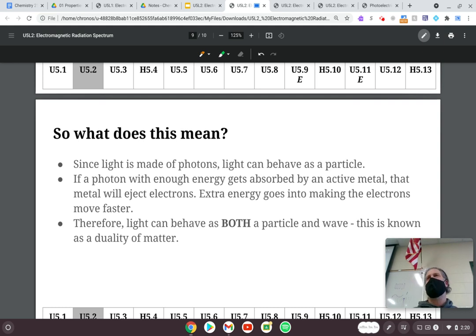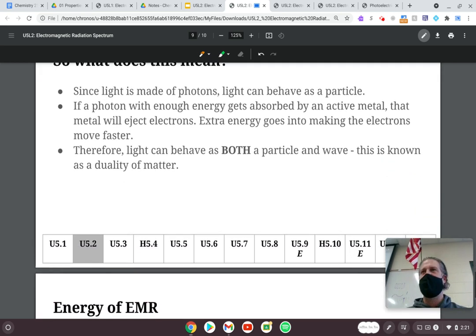So now we have this duality of matter theory that basically says light is energy, but it's also a particle at the same time. Light can be matter, even though it's not. So that is a really complicated idea to wrap your head around.